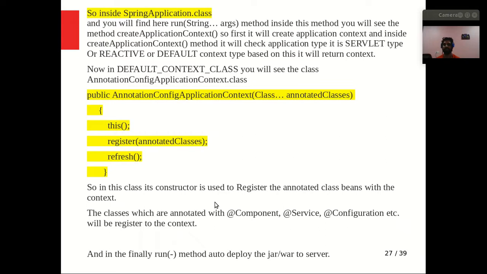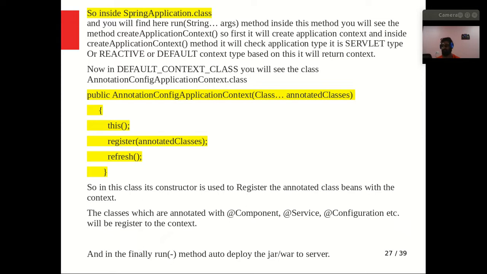So now we are going to see inside the SpringApplication.class. You will find a run method here, right? Inside this method, there is a createApplicationContext method. First it will create the application context, and inside the createApplicationContext method, it will check whether the application type is a servlet type, a reactive type, or a default context type. Based on this, it will return the context.